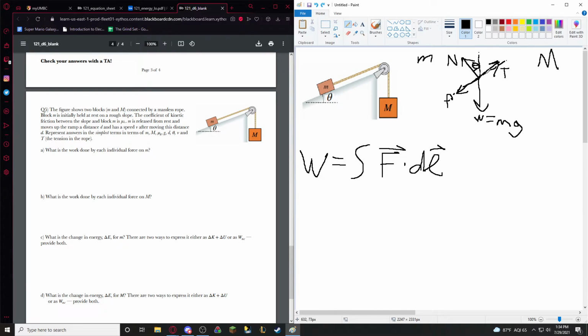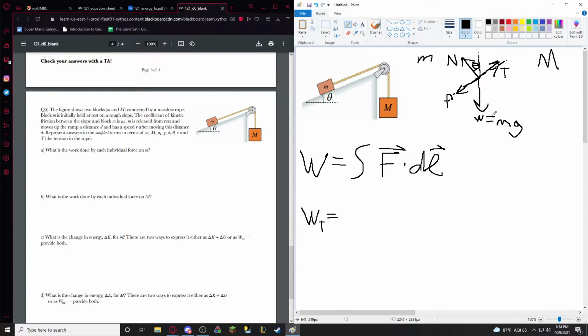How much work does the tension do on M? For this problem, it says that the term T represents tension, but that wouldn't be given, that would just be when we're calculating, right? We're just leaving it in terms. We're not actually calculating numbers here.